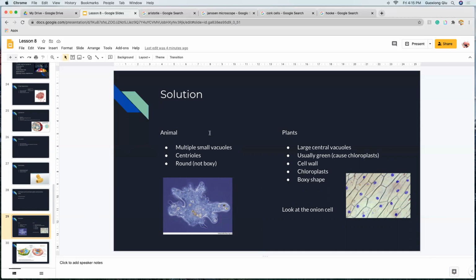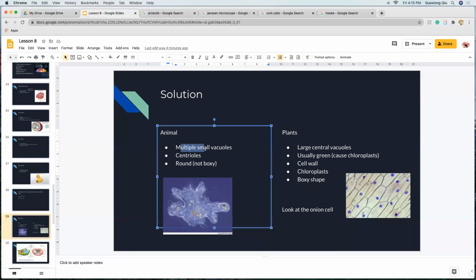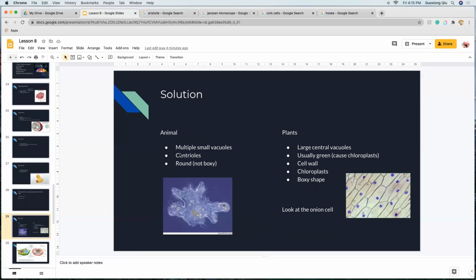So firstly, this is just the difference, the contrast of the two cells, where animal cells have, again, multiple small vacuoles. They contain centrioles, and they are rounder in shape, or just not square, not boxed in shape. So down here we have an amoeba proteus. As you can see, it is oddly shaped. And I can't find the nucleus on here.